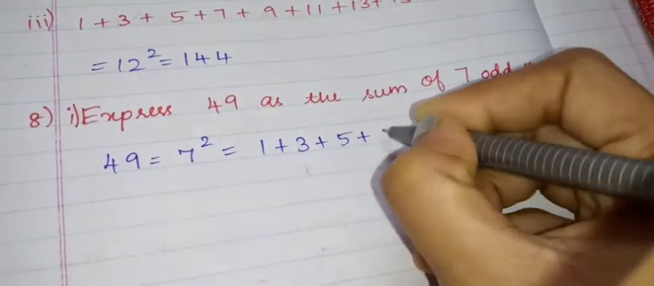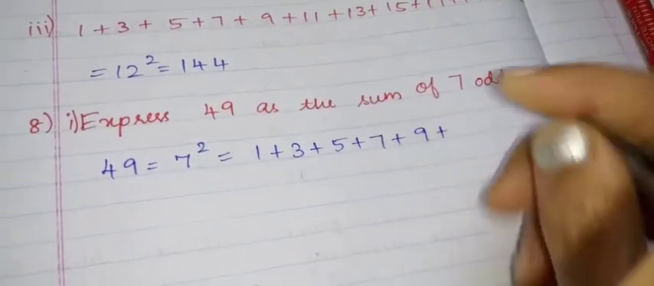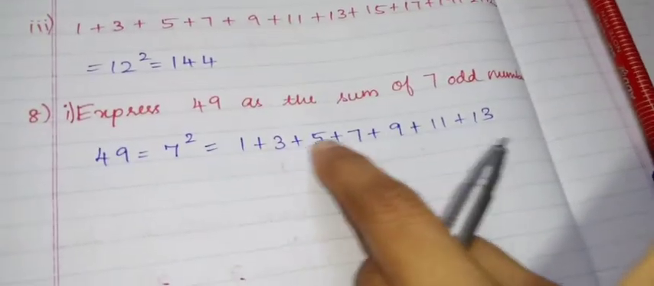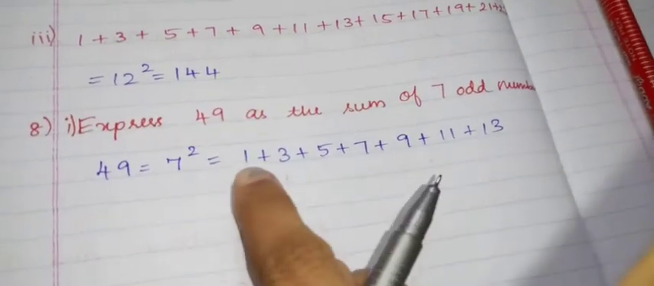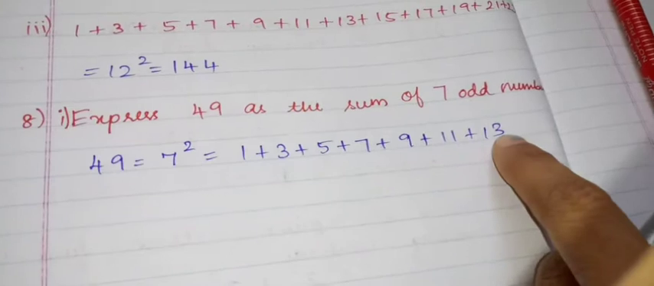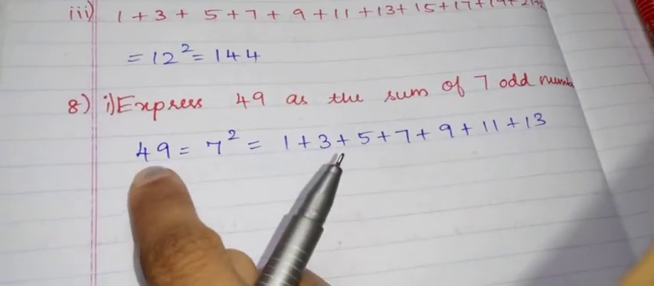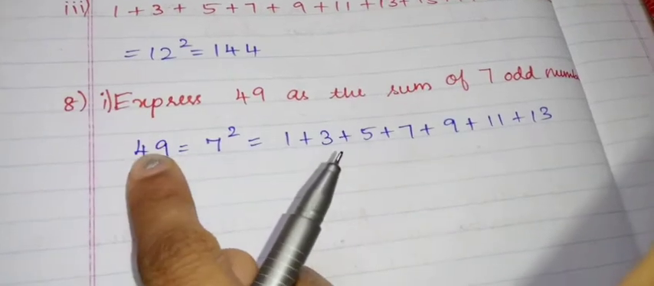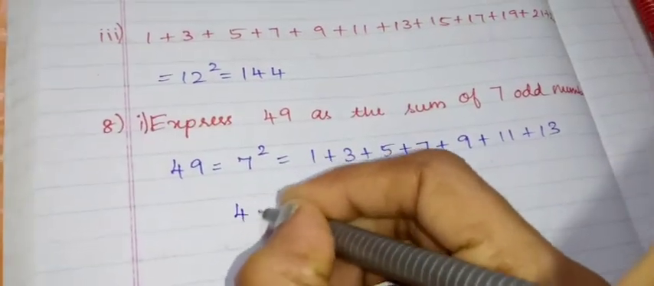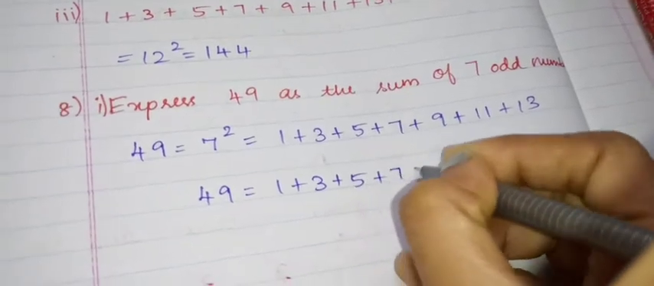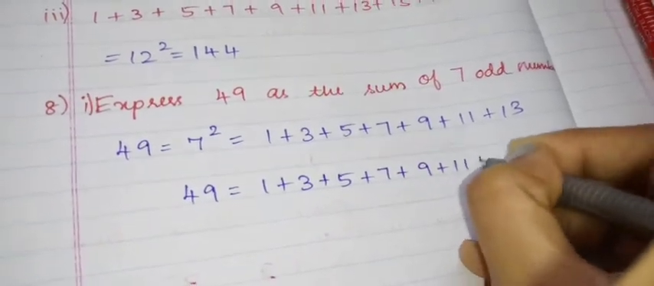5 plus 7 plus 9 plus 11 plus 13. 1, 2, 3, 4, 5, 6, 7. So I have added the first 7 odd numbers. That answer will be 7 square, which is nothing but 49. So I have written 49 as 49 is equal to 1 plus 3 plus 5 plus 7 plus 9 plus 11 plus 13.